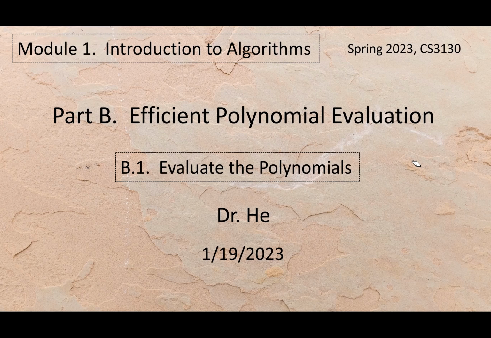This part B, the problem is efficient polynomial evaluation. And here we use several small topics to find a solution for this problem.